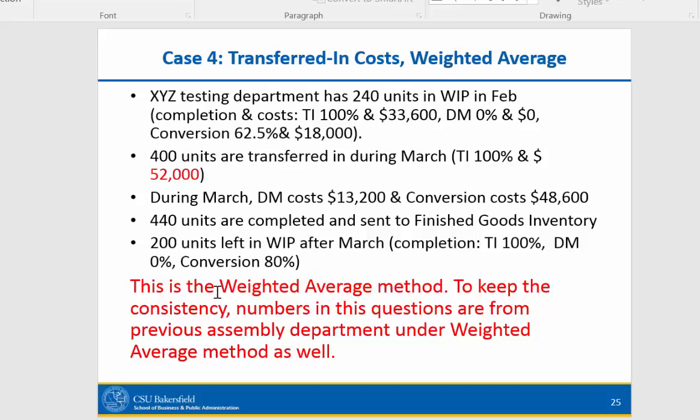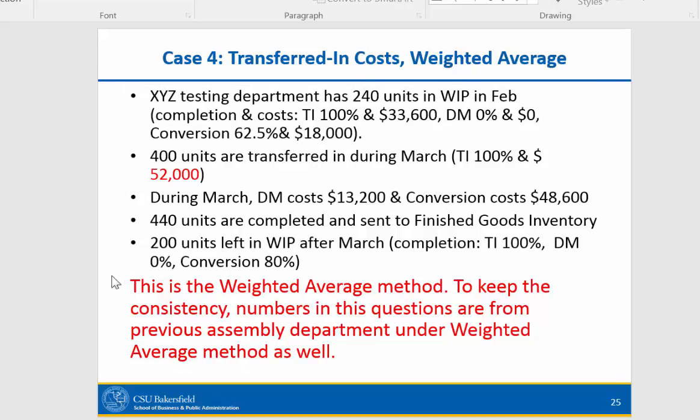Okay, so we are looking at the weighted average method. To keep consistency, I'm going to use all the numbers from the previous assembly department, under the weighted average method as well. So don't be surprised that I'm using the weighted average method consistently in the assembly department and the testing department. Then we'll go to FIFO later, where I'm also going to use the numbers in the assembly and testing departments, and the FIFO method.